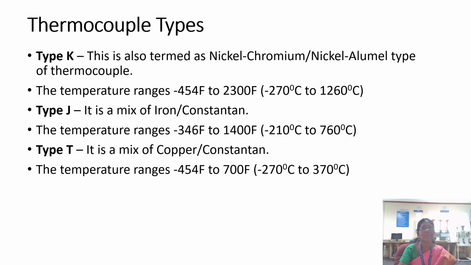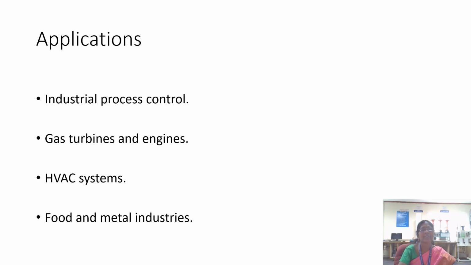Different types of thermocouple. Type K, also termed nickel chromium and nickel aluminum type of thermocouple. The temperature range is 450 degree Fahrenheit to 2300 degree Fahrenheit. Type J thermocouple, it is a mix of iron and constantan. Type T thermocouple, it is a mixture of copper and constantan. Application: thermocouples are used in industrial process control, gas turbine and engine, high voltage AC systems, the food and metal industries.